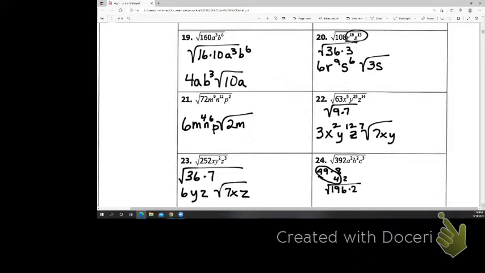So then we would have 14 on the outside. A 2 is going to be under. A to the first on the outside. B to the first on the outside. C to the first on the outside. And a C under.